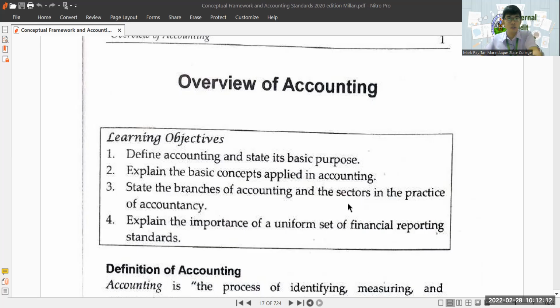If you will notice, I have the PDF copy of our book. This is actually not the latest. It is the 2020 version. I just got it from a resourceful student. I can share it to you. Usapan natin sa group chat.